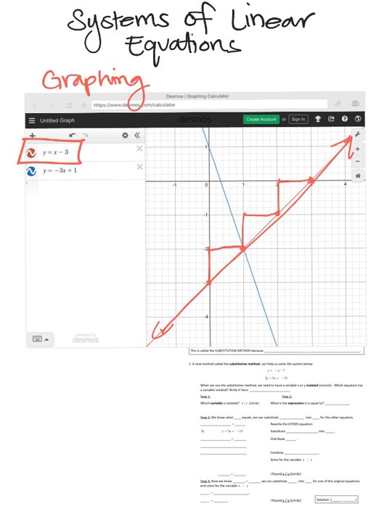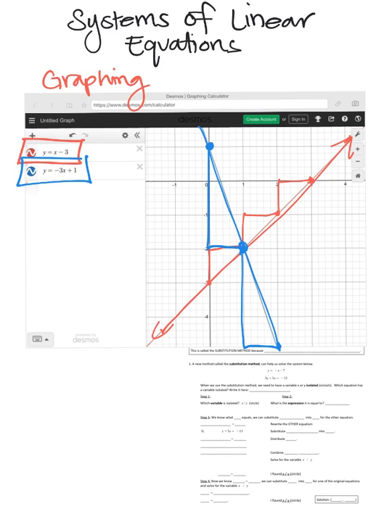I can also graph the second line because it is also in slope-intercept form, but this one has a y-intercept at 1 and a slope of -3, which means I'm going to go down 3, right 1, down 3, right 1, and I would get this line.